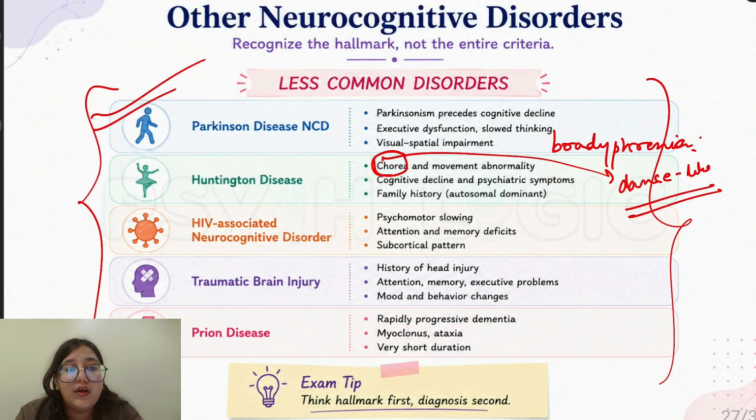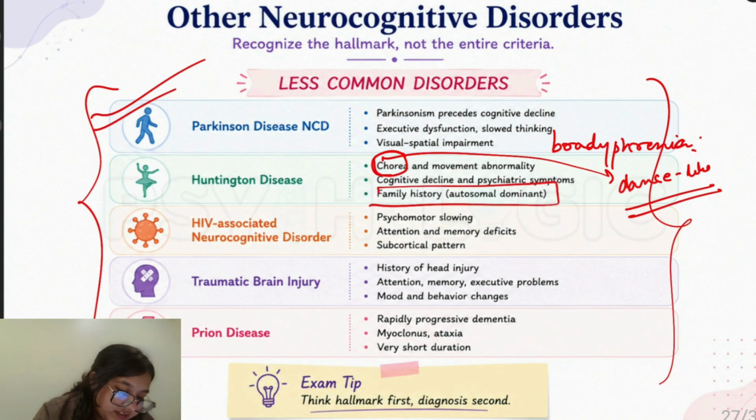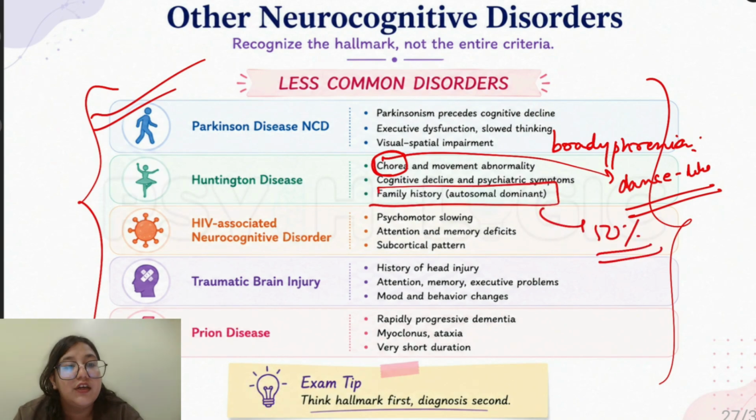Okay, and along with that, they have cognitive decline and some psychiatric symptoms like personality change, even psychosis in some cases. Okay, now another important exam point is it follows an autosomal dominant inheritance pattern. Meaning, if one parent has a disease causing mutation, each child has a 50% chance of getting it. So if there is chorea, family history, autosomal dominant inheritance, that's Huntington's disease.